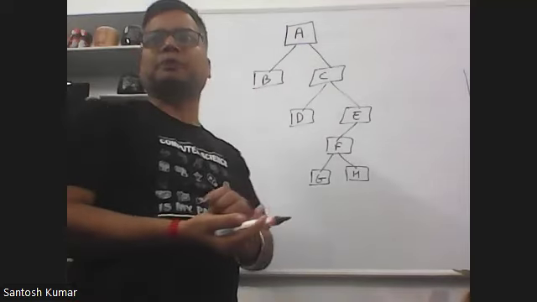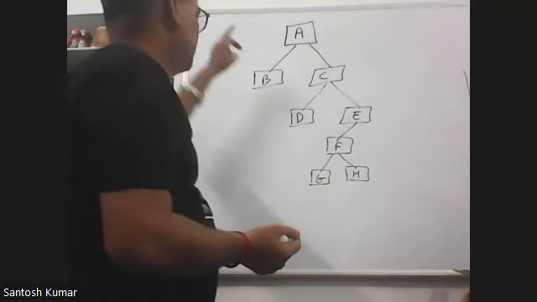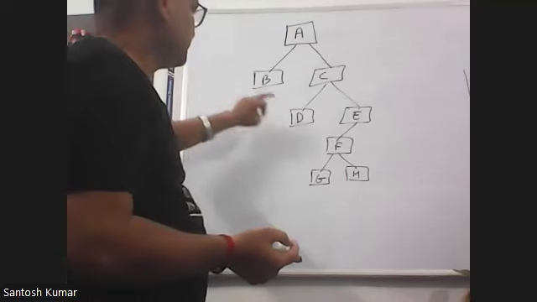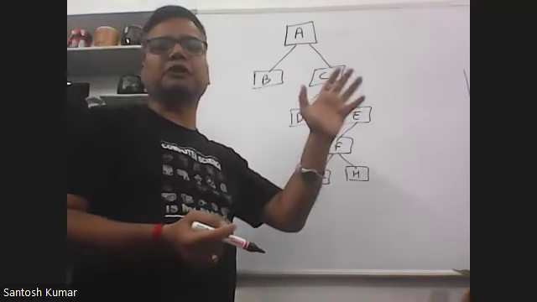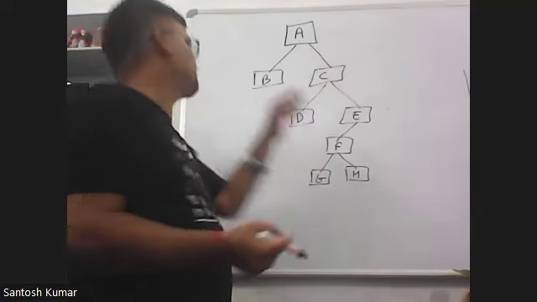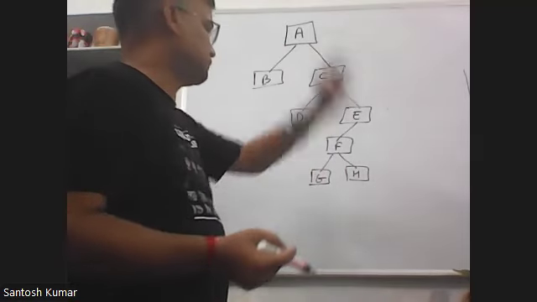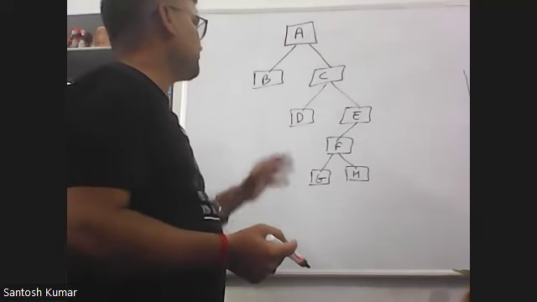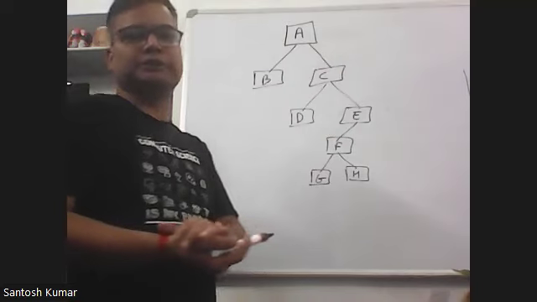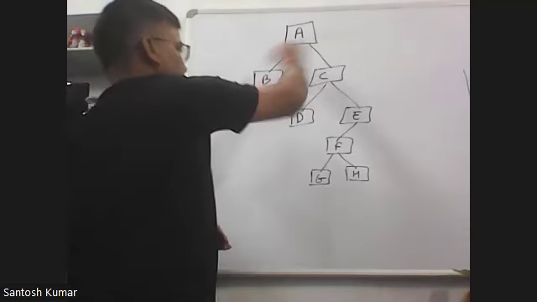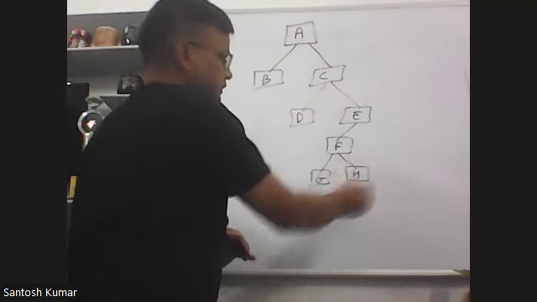Which are the leaves of the tree? B, D, G, H. They are the leaves. Which does not have any child, they are the leaves. If I have been asked to name the pairs of siblings present in this tree: one is BC, one is DE, one is GH.